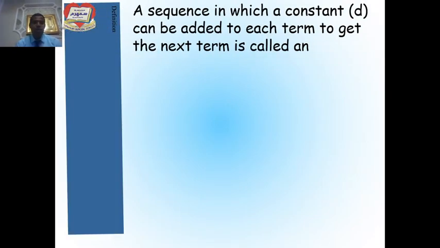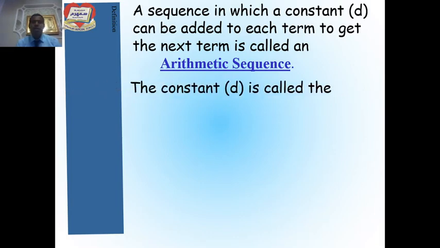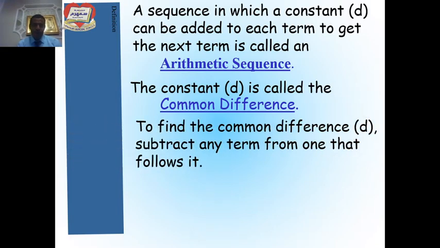Now we start. Here we have a definition. We can say that a sequence in which a constant d is added to each term to get the next term is called an arithmetic sequence. The constant d is called the common difference. To find the common difference d, subtract any term from the one that follows it.